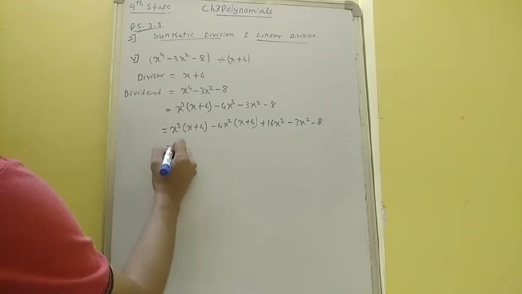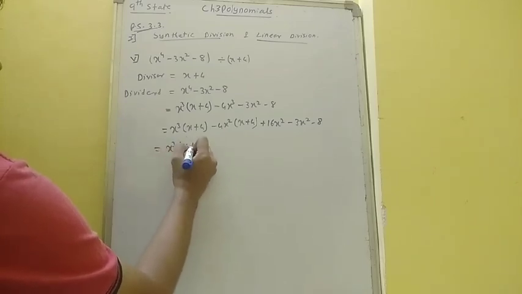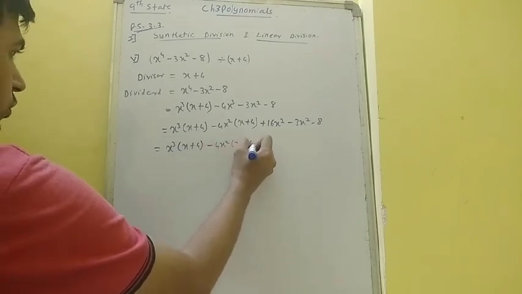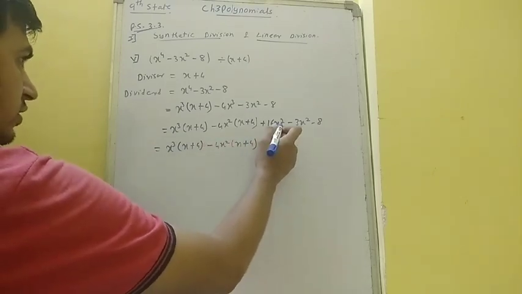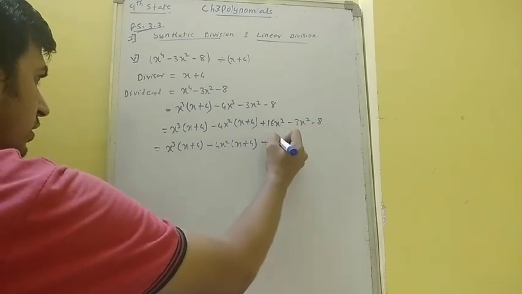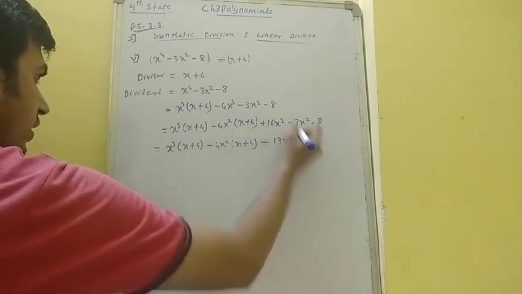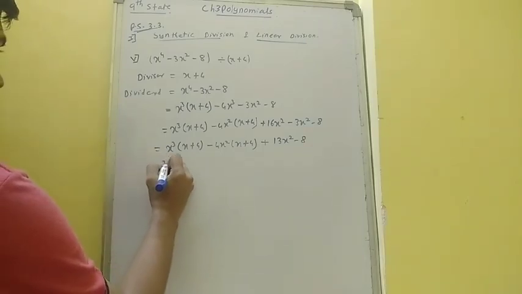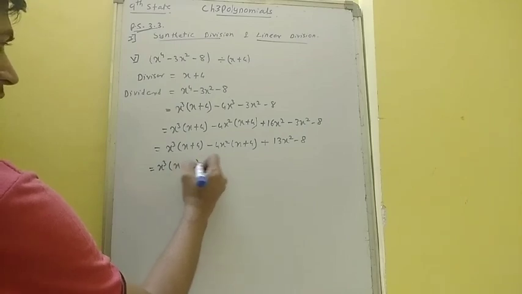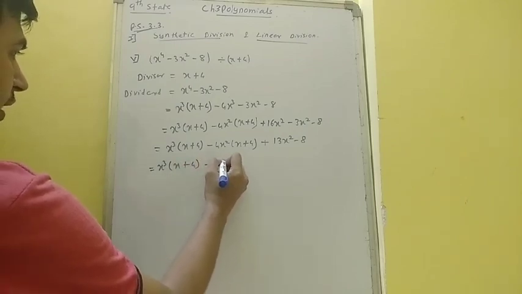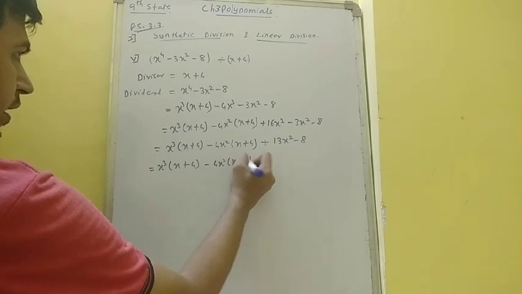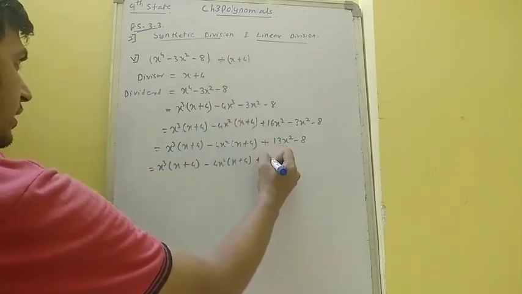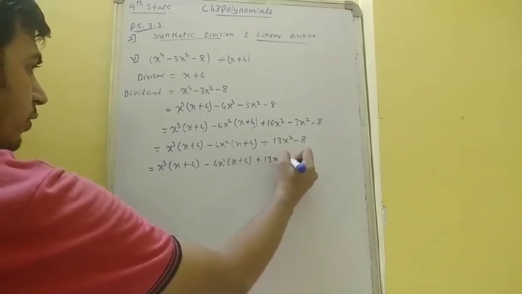So x cube x plus 4, 4x square x plus 4, this much part is as it is. 16x square minus 3x square is 13x square minus 8. Okay, x cube x plus 4 minus 4x square x plus 4. Now to get x, I will take 13x common, so I will have x over here.